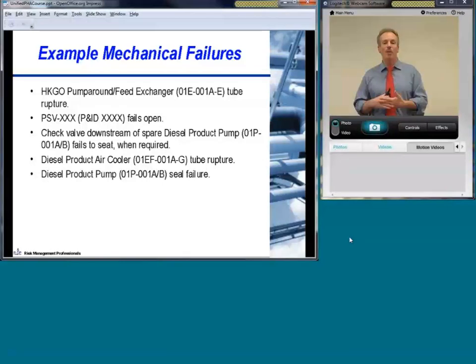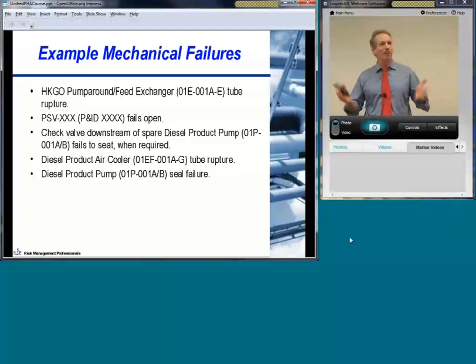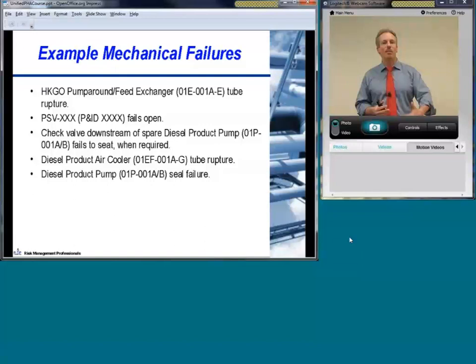A PSV failing open. I don't know how many times the team says, our PSVs don't fail open, we maintain them. Well, if you look at the statistical data of plant sites, their mechanical failures do happen. If a PSV fails open, you want to make sure the system's designed for that. So you want to at least look at it as a credible scenario for your HAZOP study.